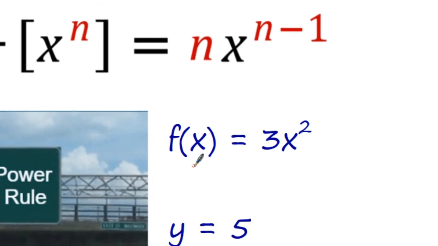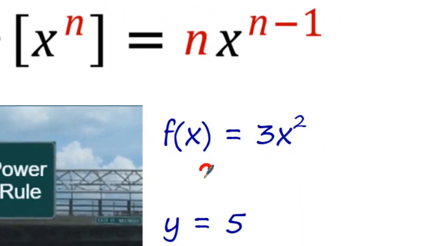So let me give you an example. Here I have f of x equals 3x squared. So how do I find the derivative of this? I'm going to take this power, this 2, I'm going to multiply it out. So 2 times 3 is 6. And the power goes down 1 value to the first power. So the derivative of that is 6x.